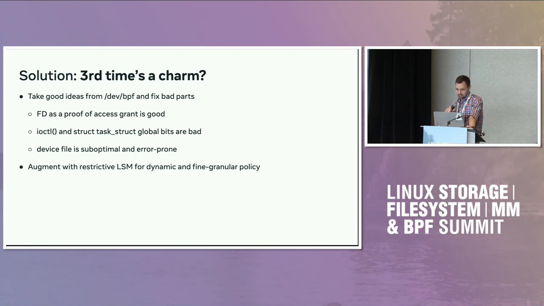I went back to the original dev BPF discussion and tried to take the good parts of it and drop the bad parts, and slightly change it to allow basically the same idea: that you can create, or open, some file which would grant you permissions to do some BPF functionality. So the FD idea I think was good, and talking with a bunch of security related folks, that seems to make sense to them as well. The ioctl and the persistent bit on the task struct were definitely bad, and that was one of the reasons why it was rejected, so no go for that.